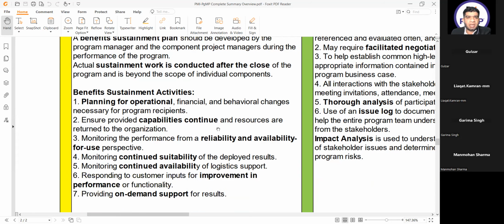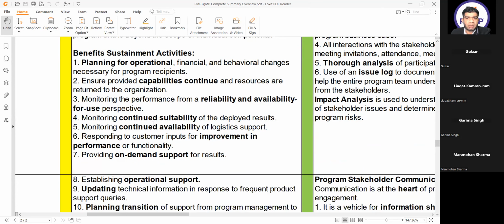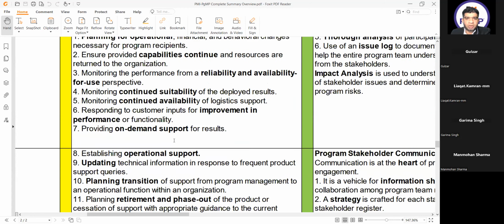Benefit sustainment activities. Planning for operational, financial, and behavioral changes necessary for program recipients. Ensure provided capabilities continue and resources are returned to the organization. Monitoring the performance from a reliability and availability for use perspective. The keyword is reliability and availability for use. Monitoring continued suitability of the deployed benefit of the results. Monitoring continued availability of logistic support. Responding to customer inputs for improvement in performance or functionality. Providing on-demand support for results.